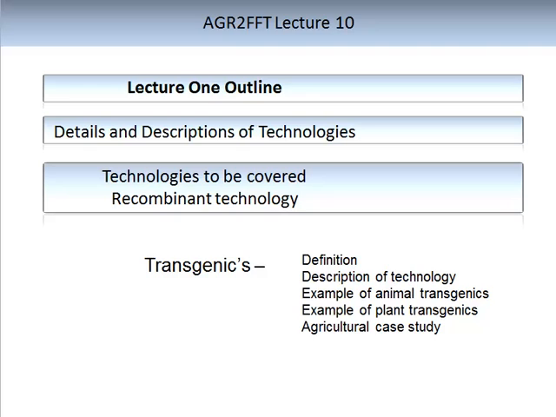In part one of the lecture, we will specifically look at transgenetics. We will describe some of these technologies, give examples of both animal and plant transgenetics, and look at one agricultural case study on potatoes. We will also touch on recombinant technology.